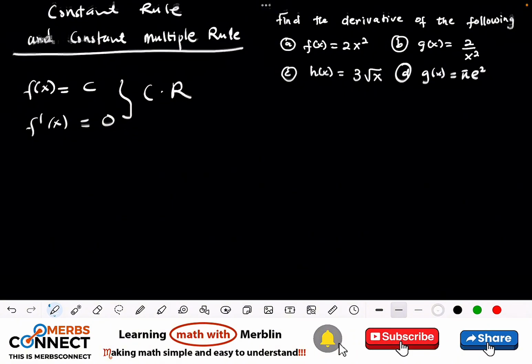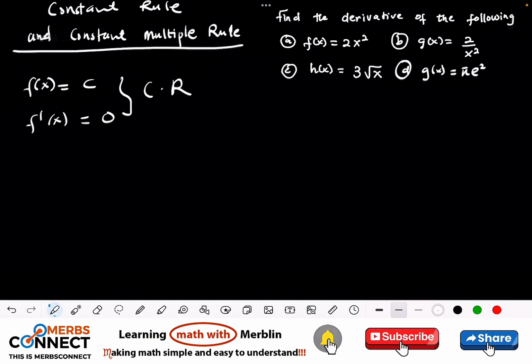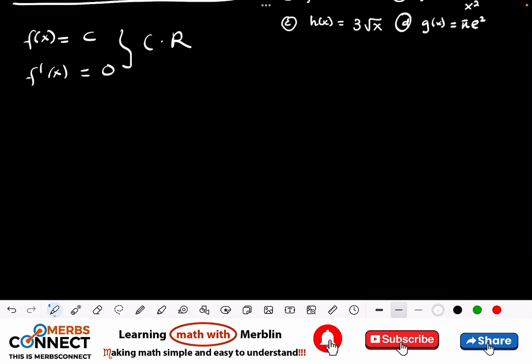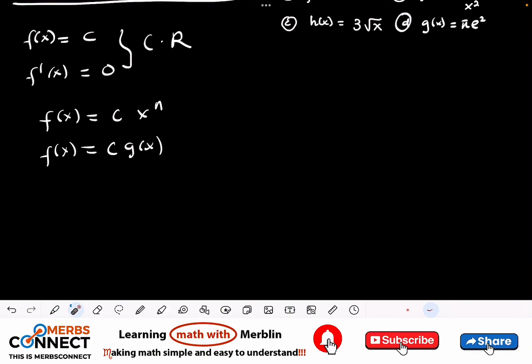Now let's look at the CMR, constant multiple rule. Constant multiple rule is like assuming we have f of x, which is equal to a constant, right? And then a function. So this one is like the power rule, but here we have a constant multiplying it, right? Or in short, I can say that maybe f of x is equal to a constant and then a function of x, right? So I have a function here and then multiply by a constant.